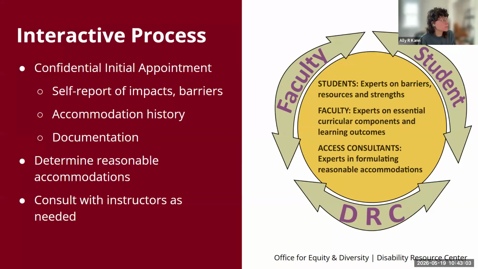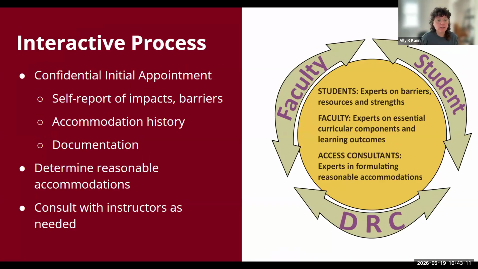This is Allie. When students first get connected with us, we engage in what we call the interactive process, which includes a confidential initial appointment where we gather a self-report from the student of their impacts and the barriers that they may encounter in an academic environment on campus. Sometimes students have an accommodation history that can be really good for us to know as a jumping off point. Not all K through 12 accommodations, for example, can directly apply in a college environment, but sometimes that accommodation history can give us information about other alternatives to support them.